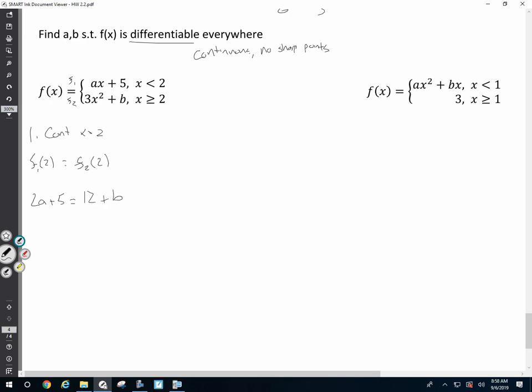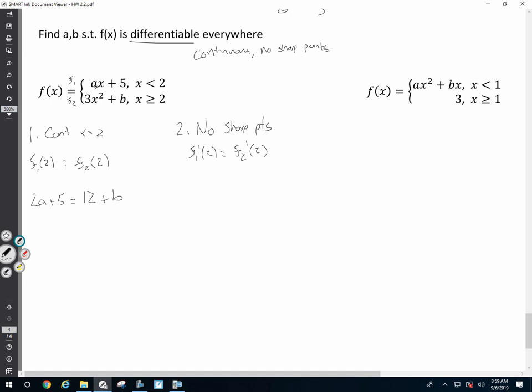Great. But the second thing we need to make sure is that we don't have any sharp points. To ensure we don't have any sharp points, the tangent slopes need to be approaching the same value. The tangent slope of my first little piece needs to equal and approach the same value as the tangent slope of my second little piece. Let me show you what that looks like.